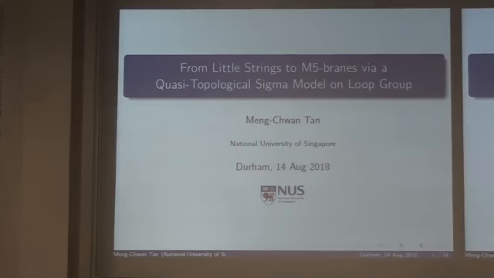So the title of my talk will be From Little Strings to M5-branes, and we're going to use this very interesting sigma model. It's a quasi-topological sigma model, which means that it is not fully topological. Its stress tensor is only trivial in the anti-holomorphic components, but it's not trivial in the holomorphic components. It's still scale invariant, so we still have a conformal theory, and so we still have some state-operator correspondence.